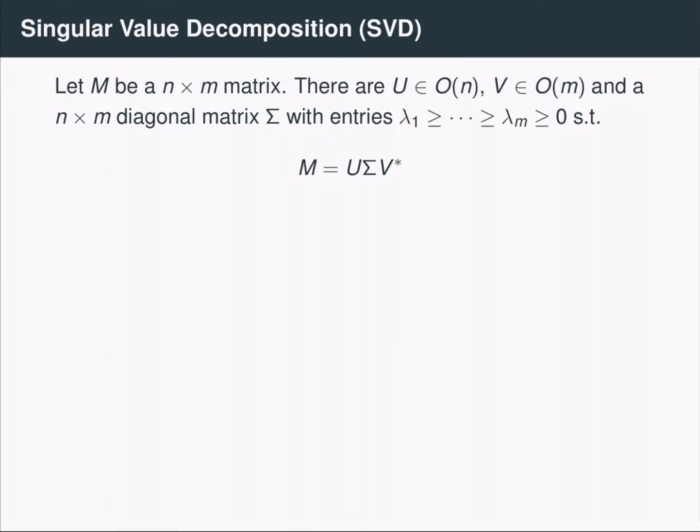So what do we mean by an n by m diagonal matrix, so a non-square diagonal matrix? Well, in the case that we're going to be looking at, n is going to be at least the integer m. So sigma is going to have n rows and m columns. And so what we mean by a diagonal matrix of this form is that really there is a square diagonal matrix followed by several rows of zeros.